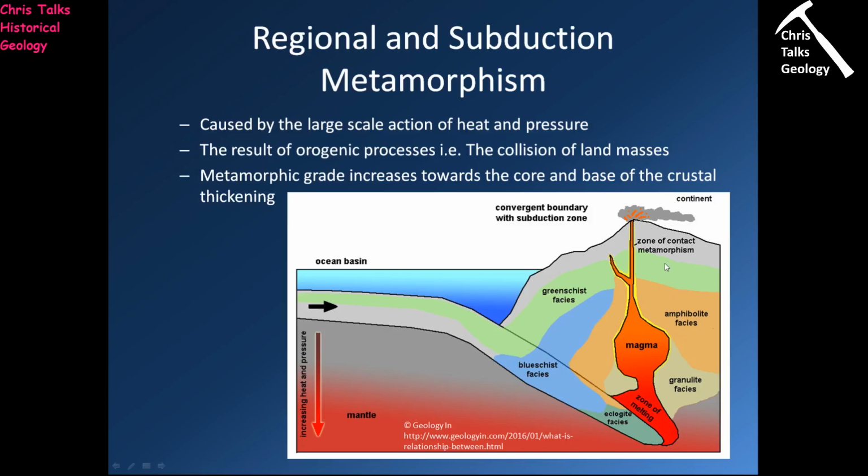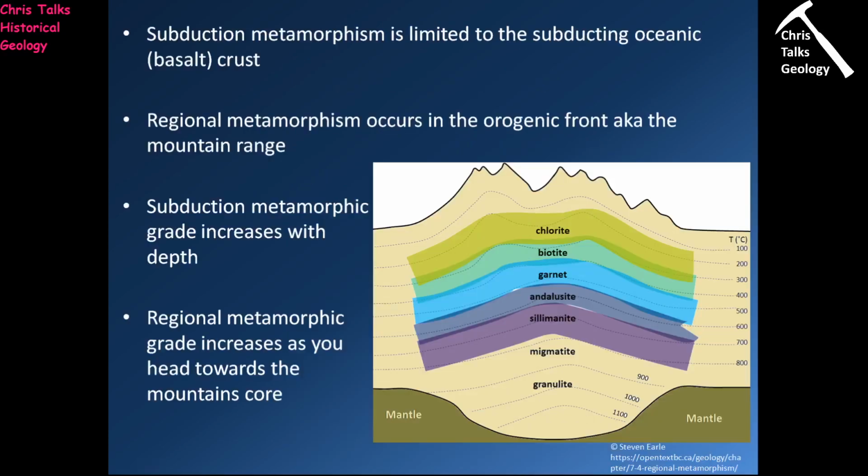Now, in terms of blueschist facies and eclogite facies, they're associated with pieces of oceanic crust which are being subducted. There are some very distinct conditions which have to be met to form these two types of metamorphic rock, and we're going to discuss those in a second. So let's think about regional metamorphism first of all.